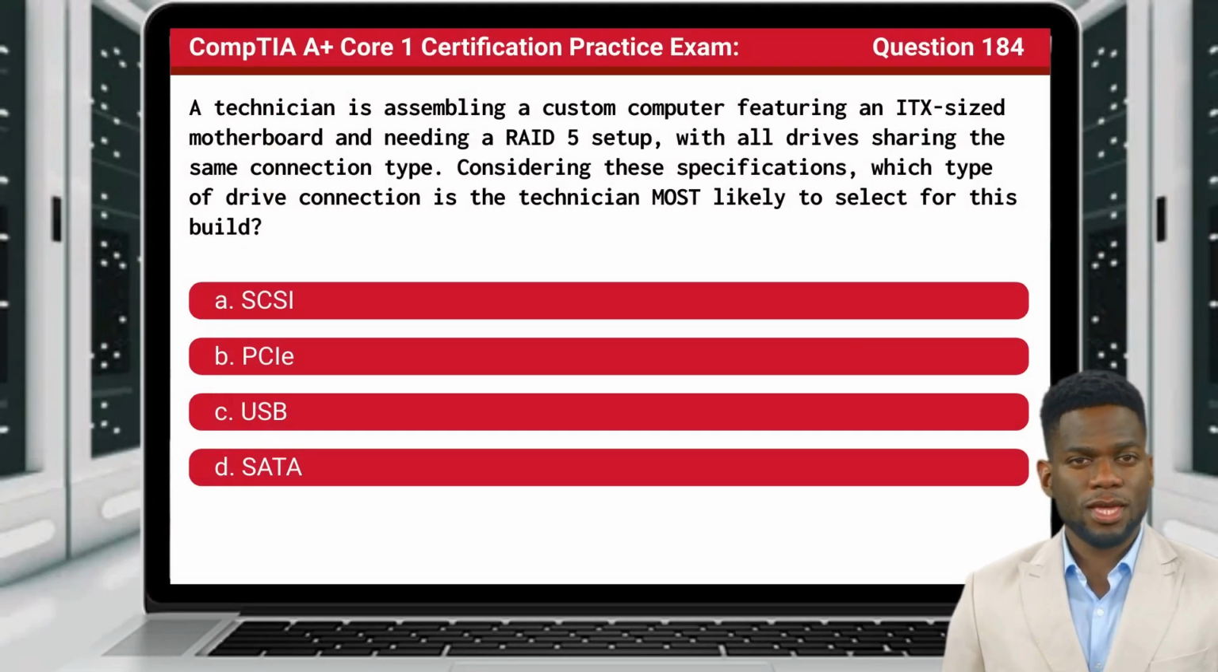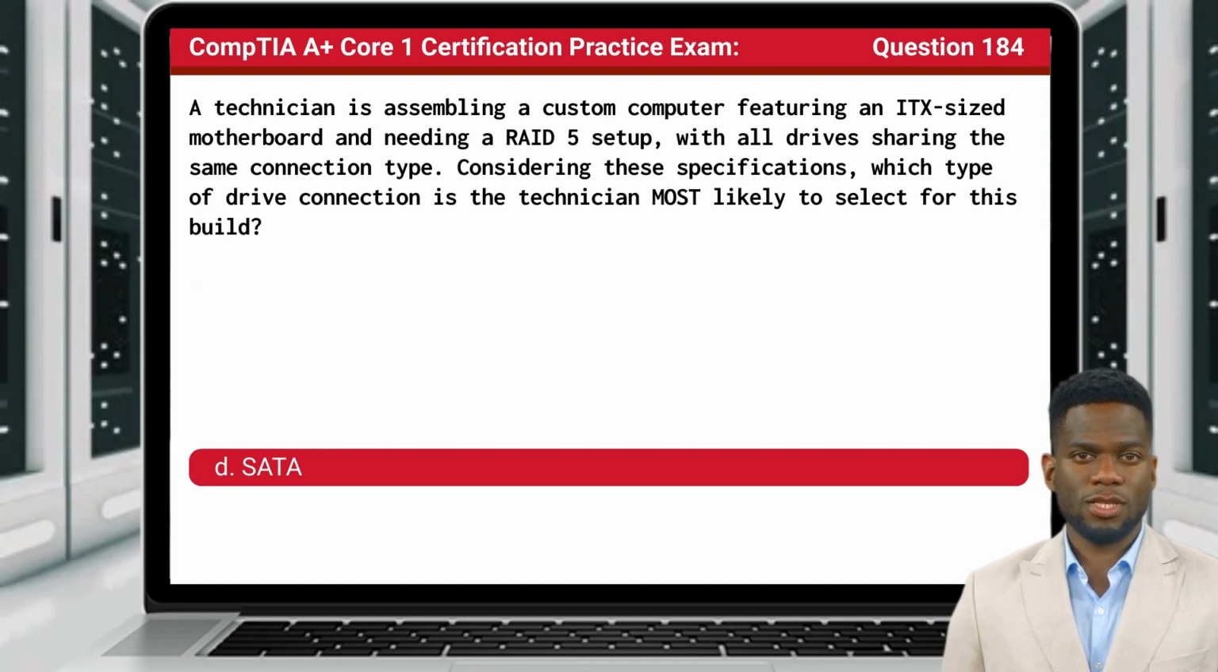Question 184. A technician is assembling a custom computer featuring an ITX-sized motherboard and needing a RAID 5 setup, with all drives sharing the same connection type. Considering these specifications, which type of drive connection is the technician most likely to select for this build? The answer is D, SATA.